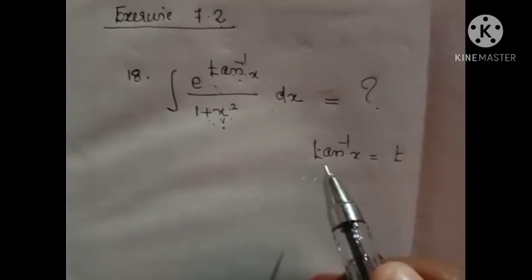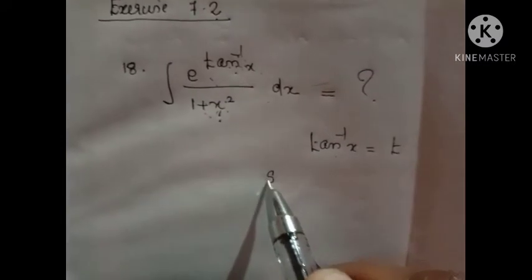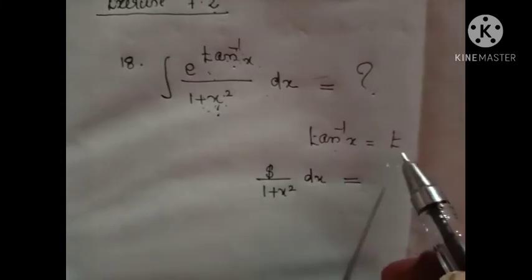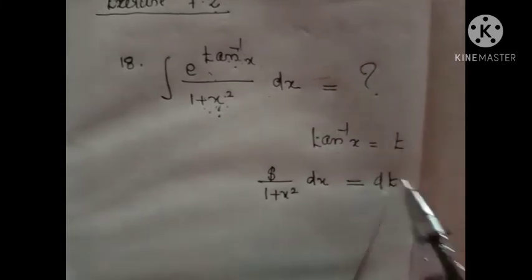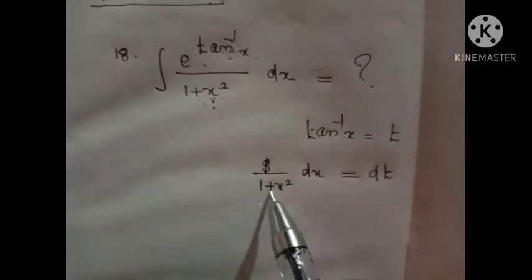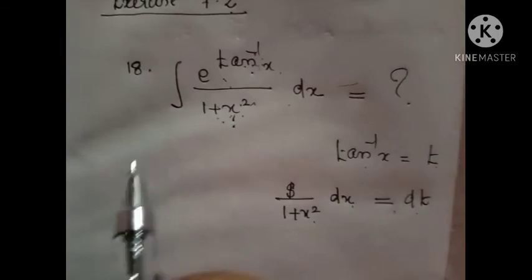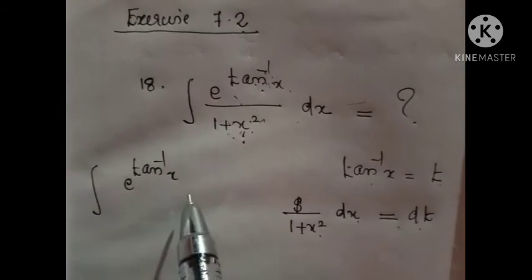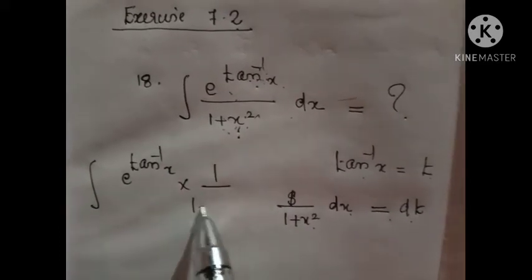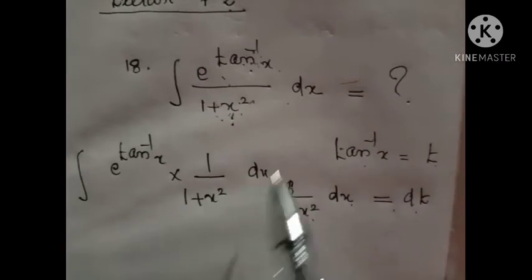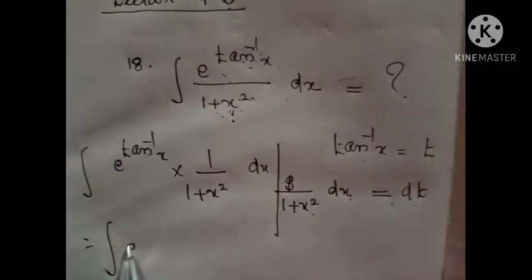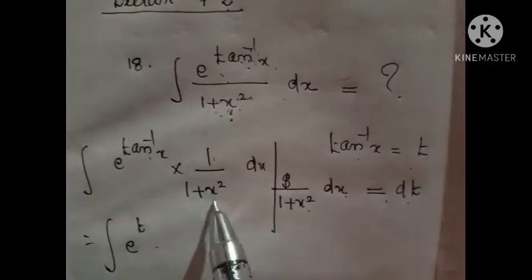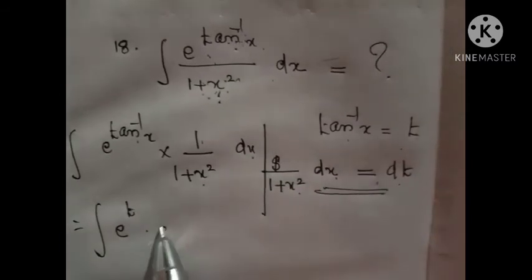Now differentiate on both sides. So this becomes 1 by 1 plus x square dx equal to dt. Okay. So listen, integral e raised to tan inverse x by 1 plus x square dx becomes integral e raised to, what is tan inverse x? t, into 1 by 1 plus x square dx is, yes, dt.